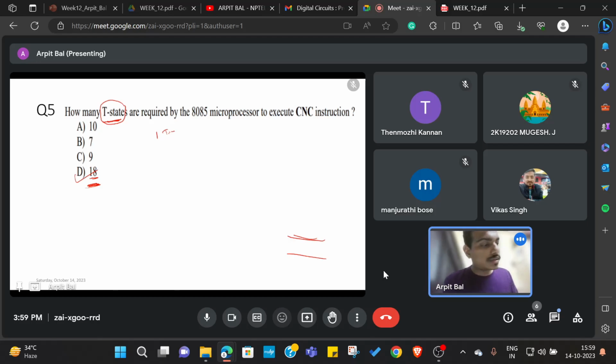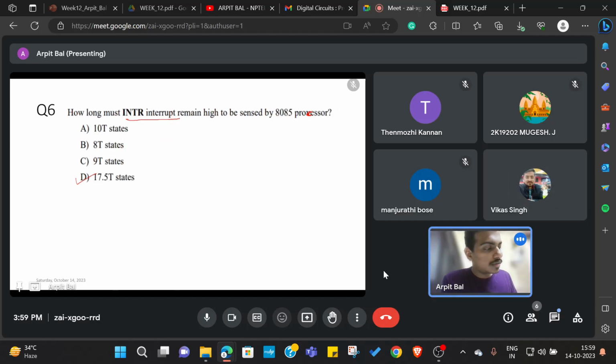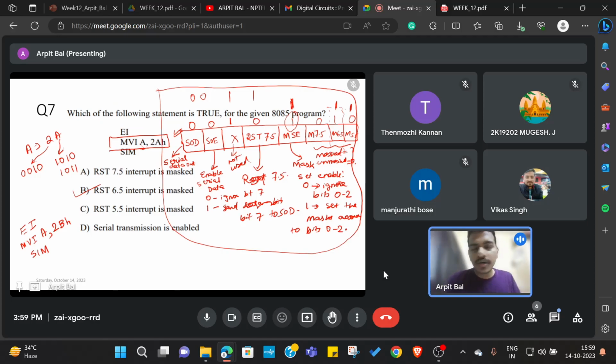Otherwise the best thing is, you have some commonly used instructions like move, add, and those things, right? For them the T states are already mentioned in the lecture notes. Also I wrote it in the previous session, so you can refer to that. Okay, because those same instructions are mostly used and most questions come from them, right? So you can have a look at it once.